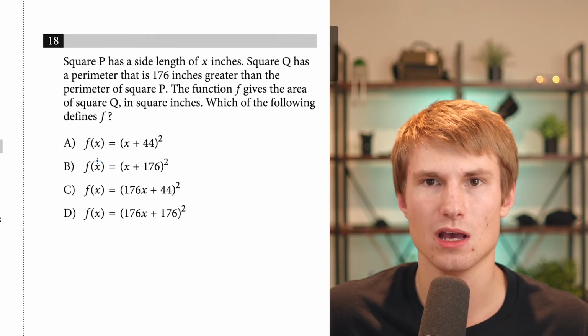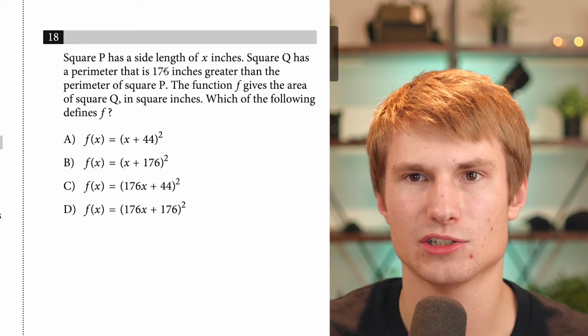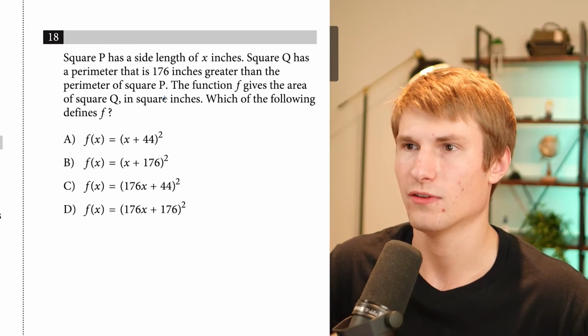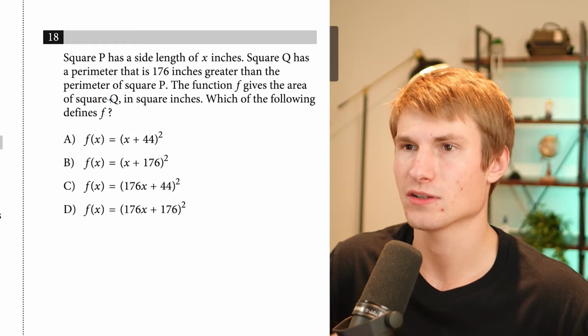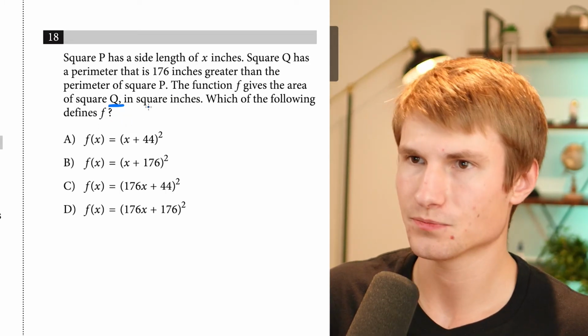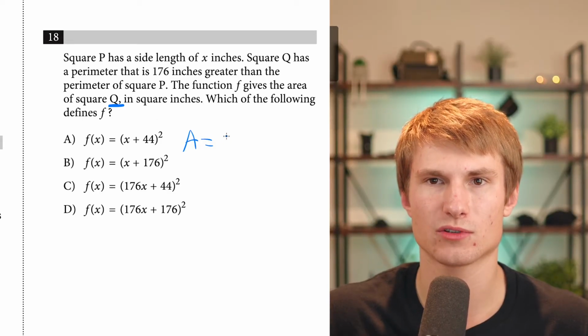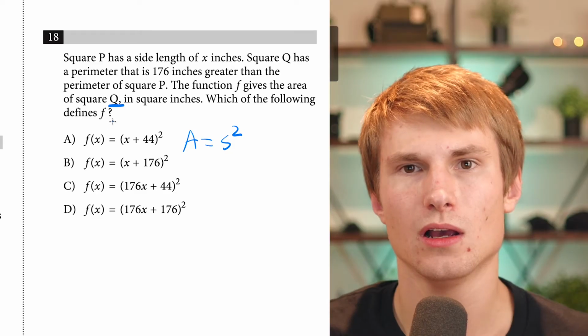We've got square P has a side length of x inches. Square Q has a perimeter that is 176 inches greater than the perimeter of square P. The function f gives the area of square Q in square inches. Which of the following defines f? All right, well, we need to find the side length for square Q, because we know the area of square Q is the side length squared. So we need the side length of Q.